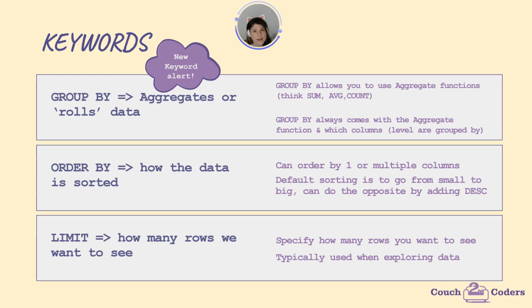We also have order by. That allows us to sort the data, and we can do it by individual columns in increasing or decreasing order. And then we have limit, and we've been using this since the very beginning of this program, and that allows us to reduce the number of rows that we return with each query.